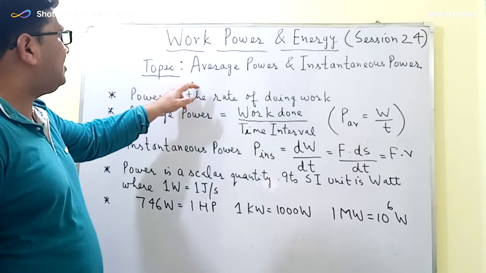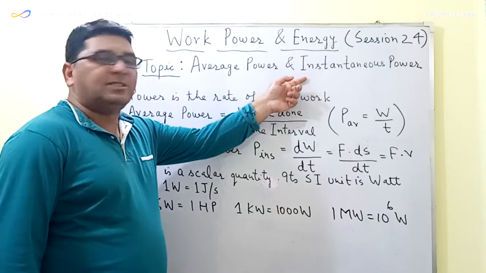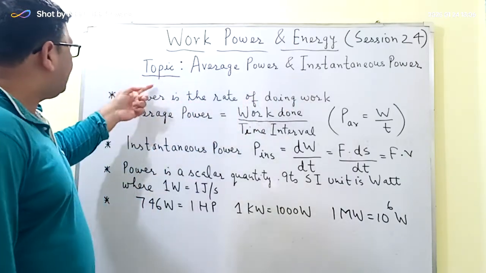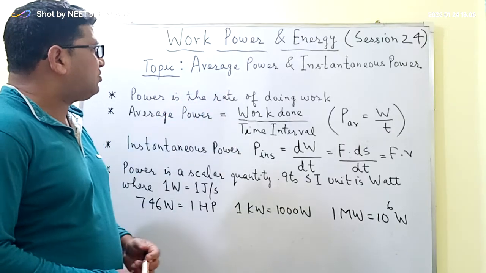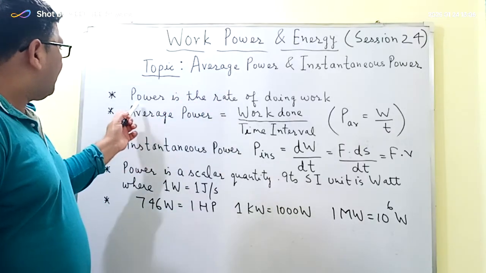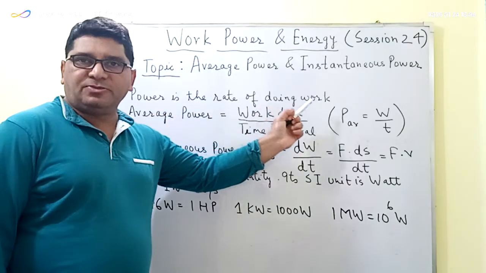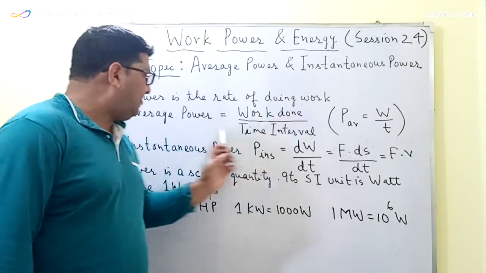The topic is the average power and the instantaneous power. Based on this topic, I have written here 5 important points which will help us to understand this topic in brief. So, power is basically the rate of doing work. This is the basic definition of power.